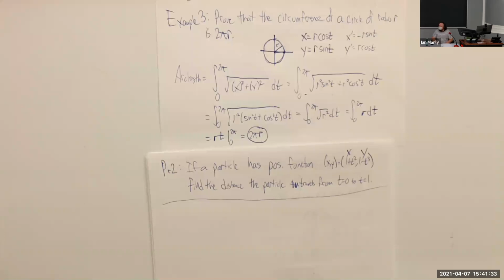Is it position, velocity, acceleration? Yes. So if you take the derivative of position, you get velocity. And if you take the derivative of velocity, you get acceleration. I guess I should say the derivative of displacement.